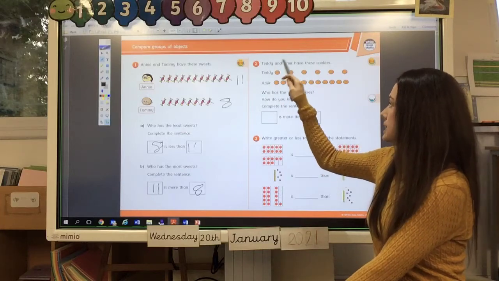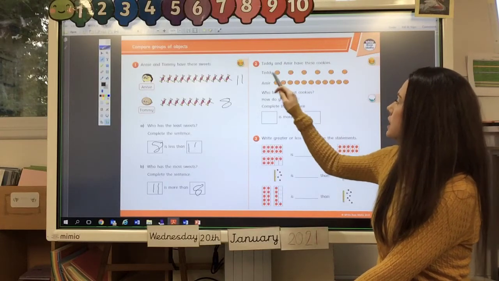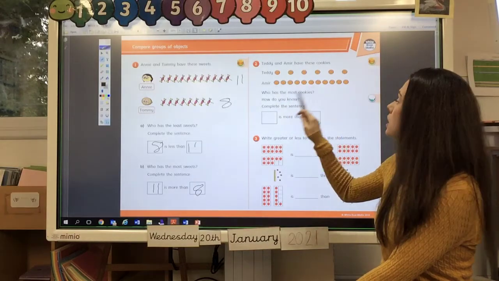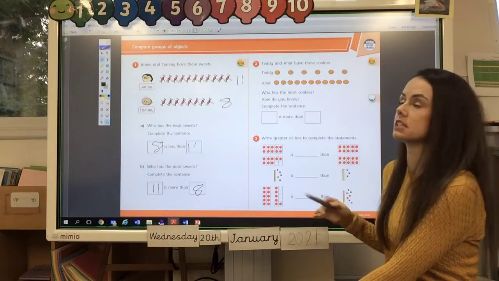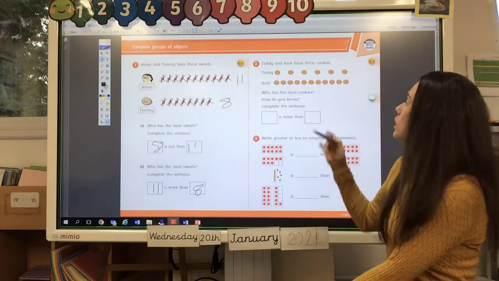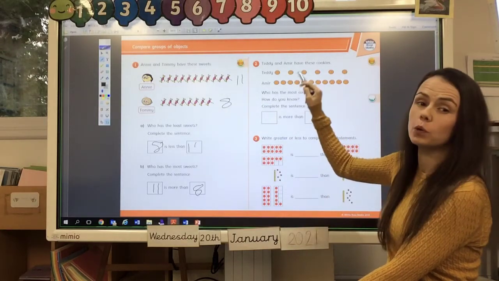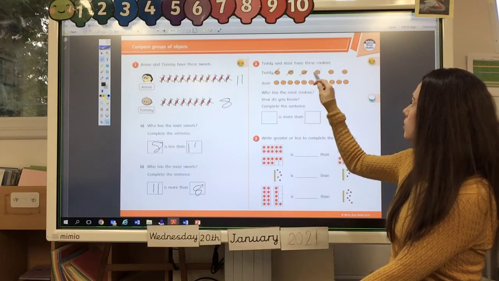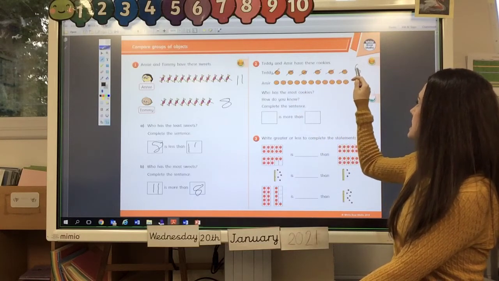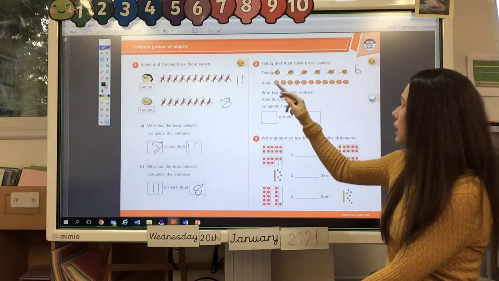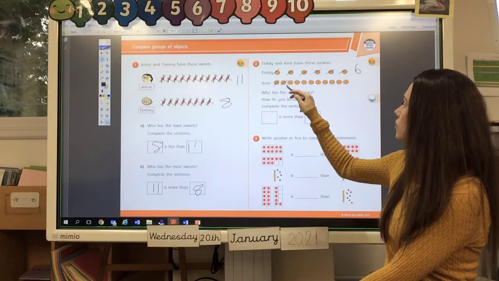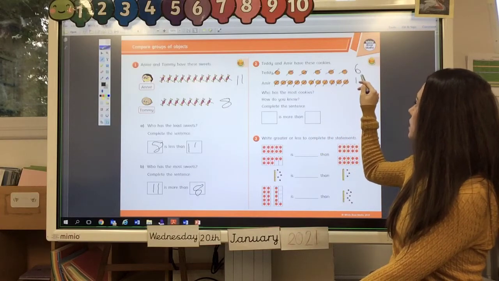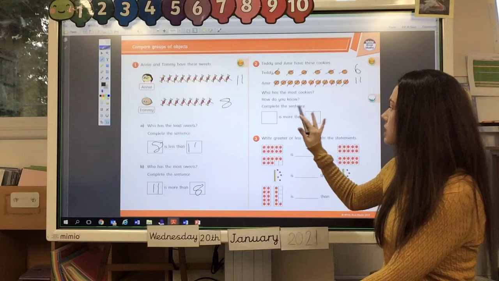So Teddy and Amir have these cookies. Teddy's, Amir's. Who has the most cookies? How do you know? Complete the number sentence. Let's count them because although it looks like they've got the same amount, they're not all lined up together. So let's count. 1, 2, 3, 4, 5, 6. Teddy has 6. Now how many's Amir got? 1, 2, 3, 4, 5, 6, 7, 8, 9, 10, 11. Amir has 11. Let's read this number sentence.